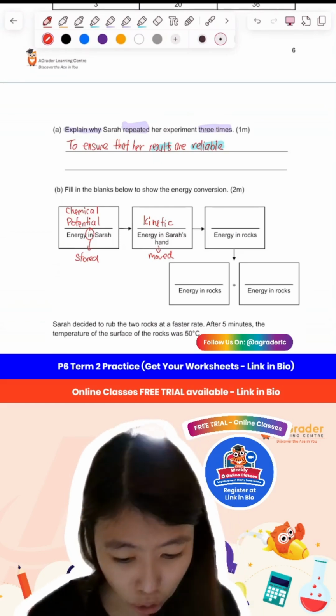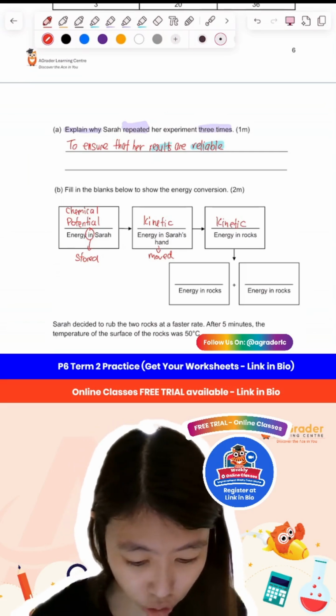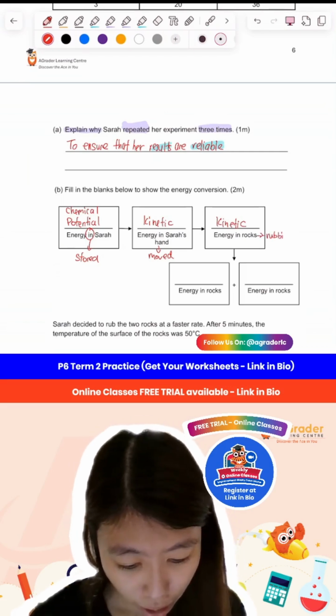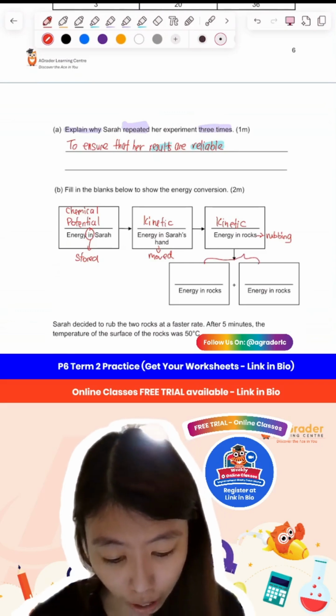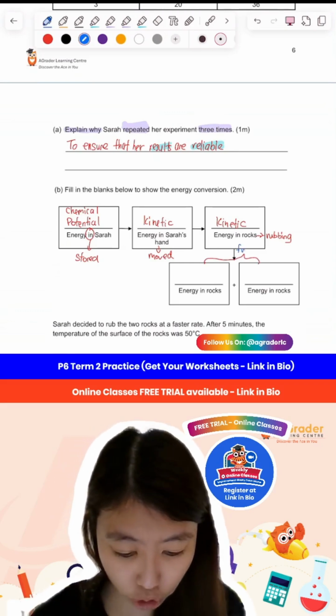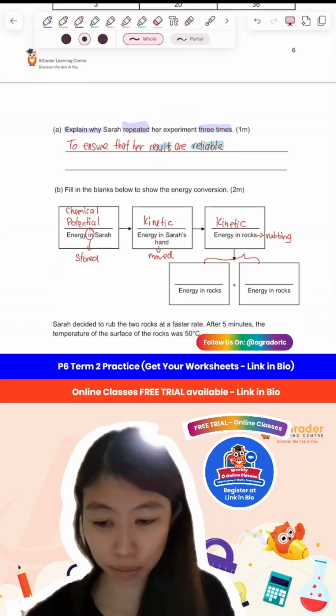Okay, very good. So then the rocks also move, right? Converted to kinetic energy in the rocks because there is some rubbing. And because of this rubbing, that's why I asked you all, right? There is something called frictional force. And frictional force will give us what kind of energy?